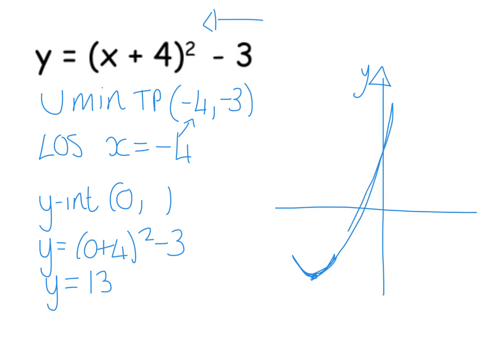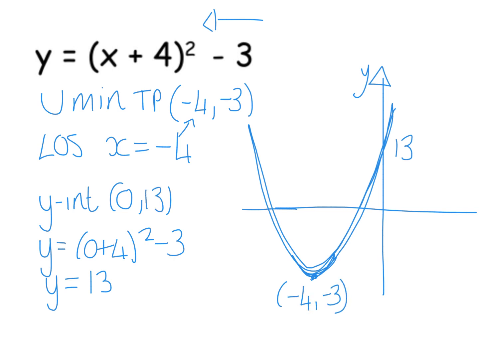There we go, this looks not bad. Sometimes I'd have to rub this out and draw it again. So there is my quadratic. This is cutting at the number 13. And my turning point is at, what did we say? Minus 4, minus 3. My y-intercept was 0, 13. So if you're sketching it, that's all the stuff thereafter.